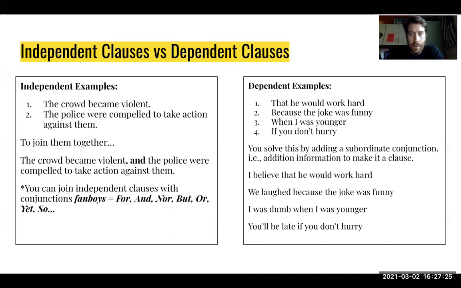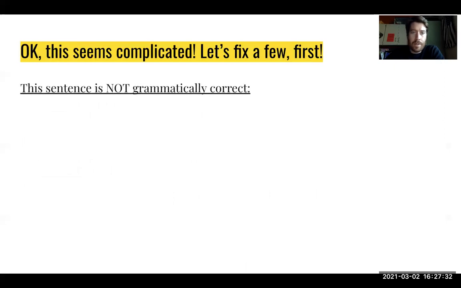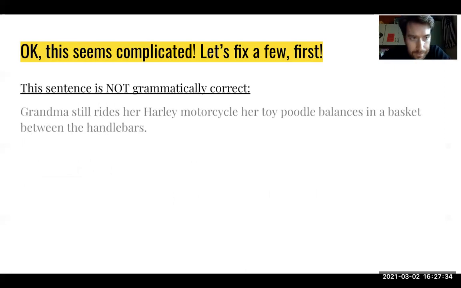All right, so let's continue looking at maybe some real world examples. What I'm about to present is something that is not grammatically correct. So have a look at this sentence real quick. This is an incorrect sentence. Grandma still rides her Harley motorcycle. Her toy poodle balances in a basket between the handlebars. This is a run-on sentence. It's really not that long of a sentence. There aren't that many words in it, relatively.